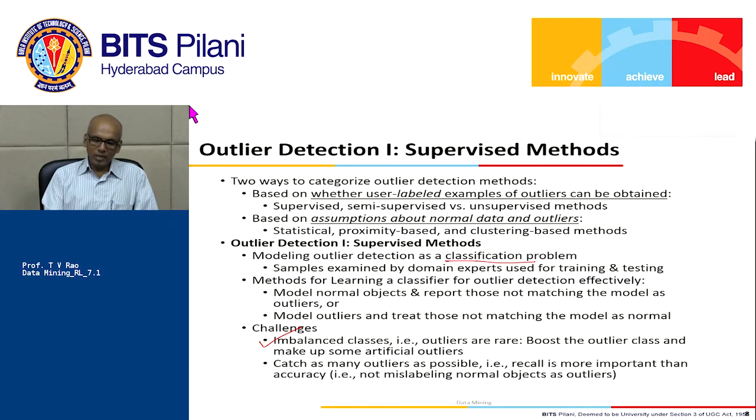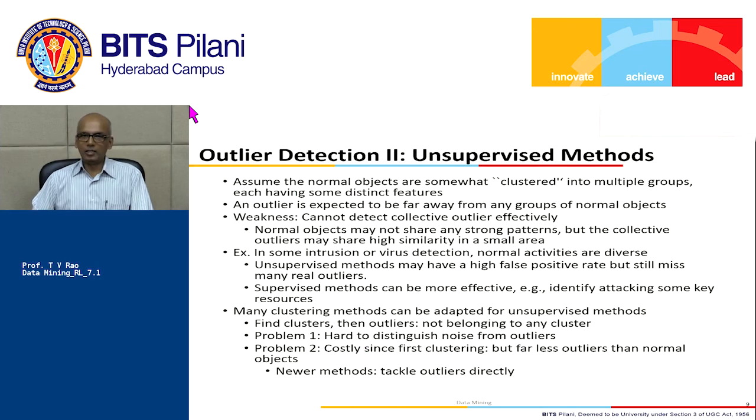And sometimes we may insist that it is important to catch as many outliers as possible, rather than worrying about whether we are mislabeling some normal objects as outliers. In that case, we may be able to solve this problem, because we may create a model which catches all the abnormal or outlier points, and there is no problem if it catches something a little more than that.